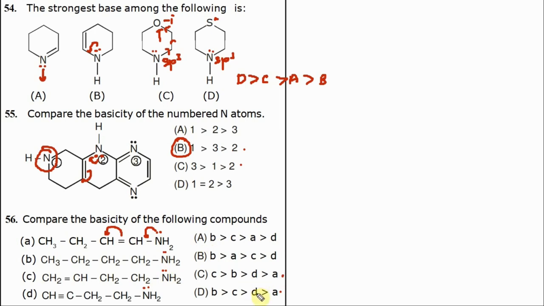Now I have to decide. D is here. C, B I have to decide. So look at this. Nitrogen, carbon, carbon, carbon, carbon, nitrogen, carbon, carbon, carbon. So up to here it is the same.